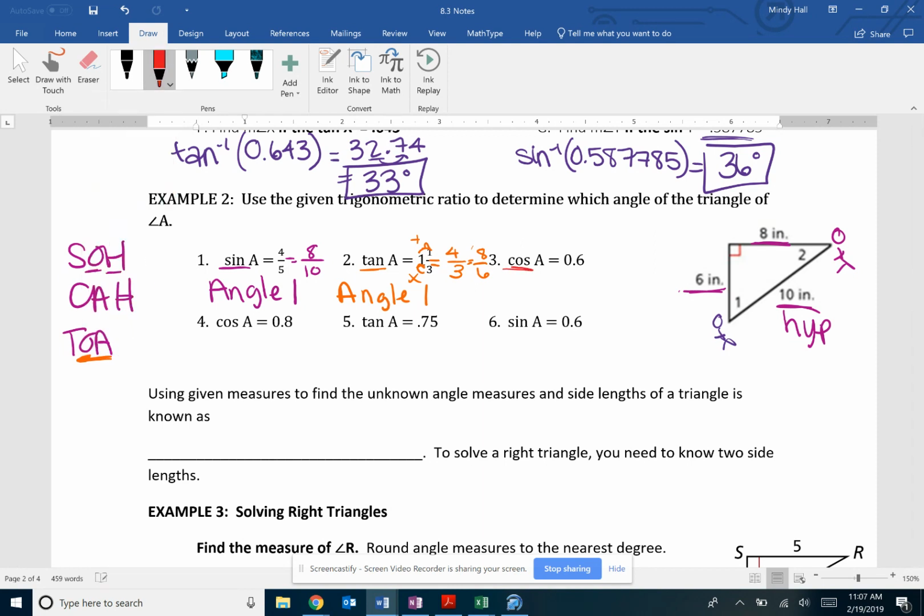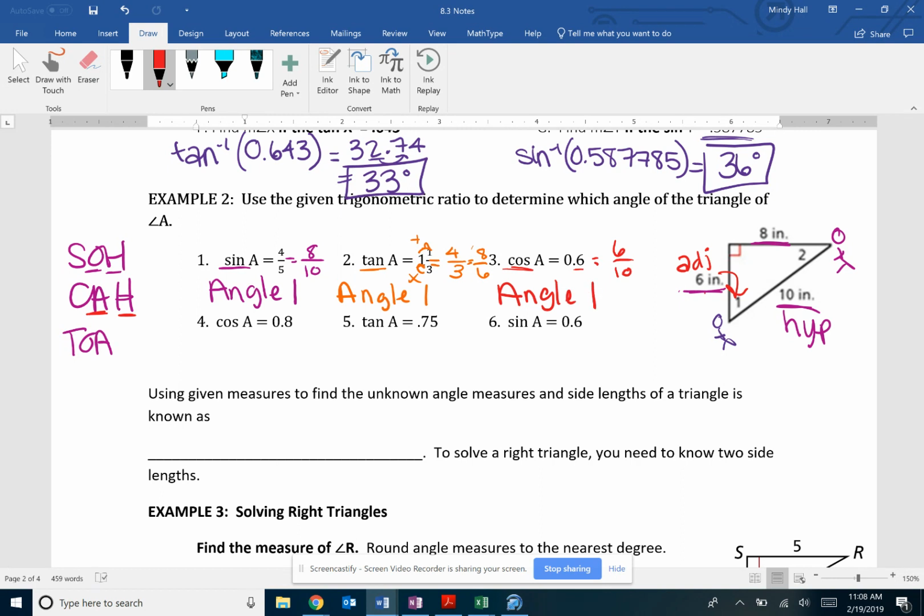We have cosine of A is 0.6, which can be written as 6 over 10 because it's 6 tenths. Remember, that's the tenths place. So because it's cosine, we know it's adjacent over hypotenuse. So my 6 is my adjacent, and the 10 is still the hypotenuse. So because I'm doing cosine and my adjacent is 6, that tells me the angle next to the 6 is, ding, ding, ding, angle 1 again. So now we have all of the trig functions for angle 1.